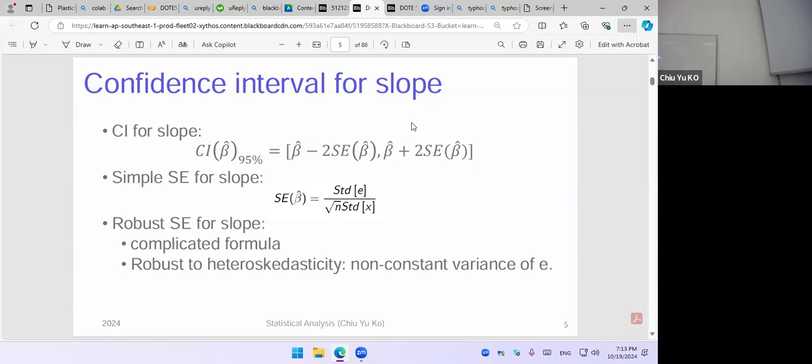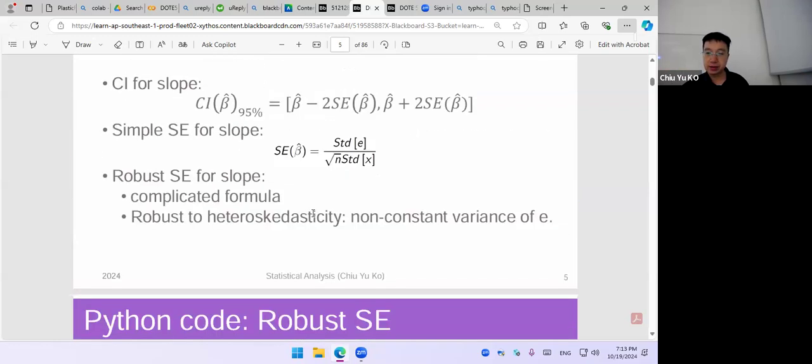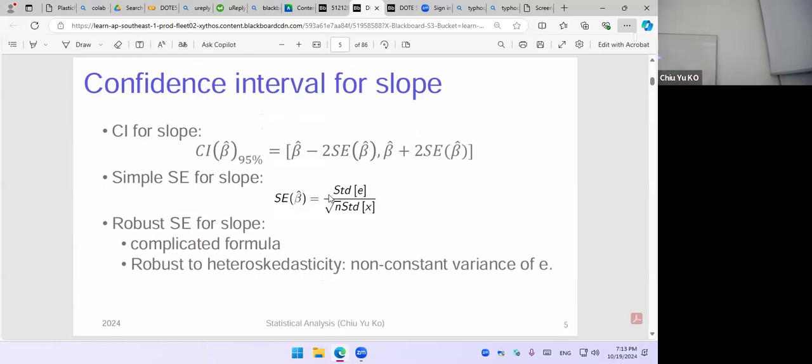Okay, and this is the formula for the standard error. I think you learned this formula in undergraduate, so I'm not going to bother with that. We have been using this, and in general, this is not sufficient. Usually what we do is the robust standard error. There's a complicated formula, much more complicated than that. If you learn econometrics, it's sometimes called the White standard error. But for us, it's very simple. We just add one line of code.